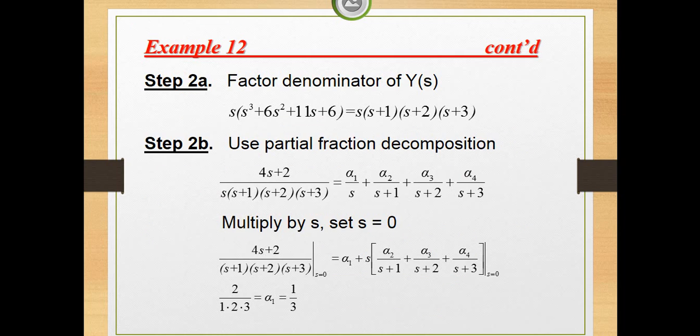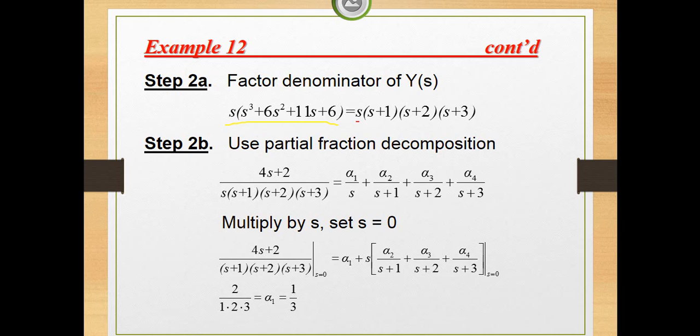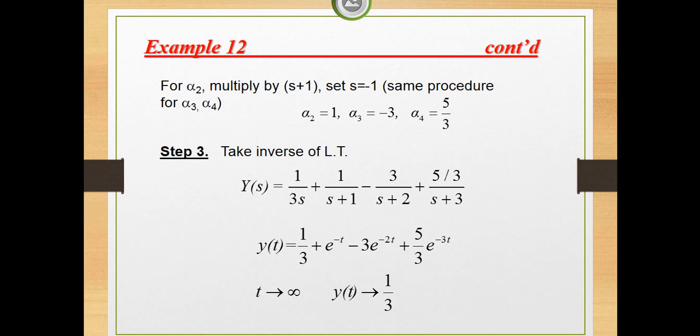If you factor your denominator, the resulting factors will be s plus 1, s plus 2, and s plus 3. Good, because they are all linear. So you can set values for s in which a particular set of terms will be set to 0. Okay, you know that already. So the undetermined coefficients that you need to determine here are alpha 1, alpha 2, alpha 3, and alpha 4. Alpha 1 is 1/3, alpha 2 is 1, alpha 3 is -3, and alpha 4 is 5 over 3.